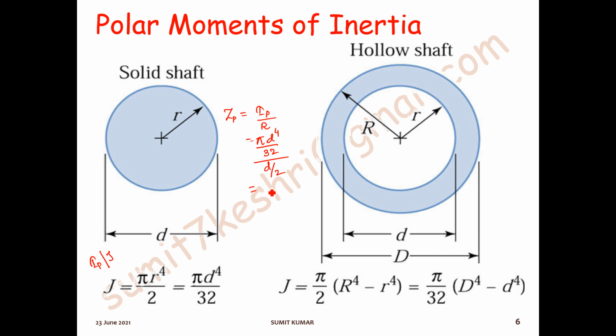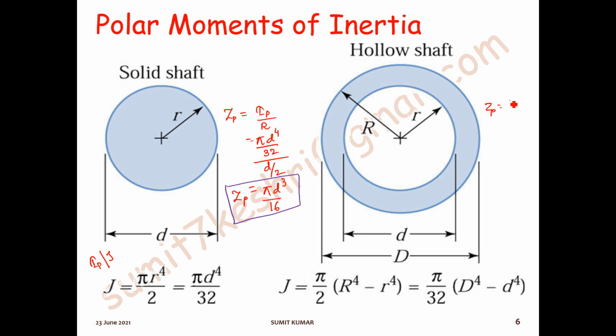Okay, so you can write it as pi d^3 by 16. So this will be your polar section modulus for a solid shaft. And for a hollow shaft, if you wish to write it, then Zp equal to what?